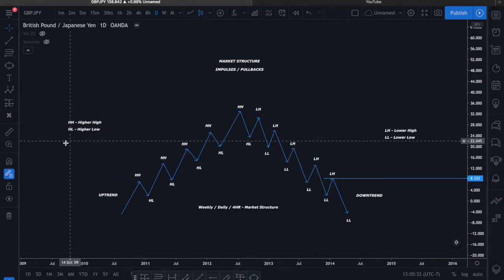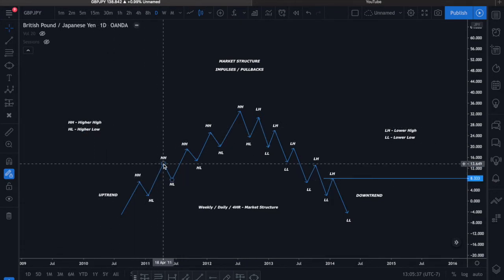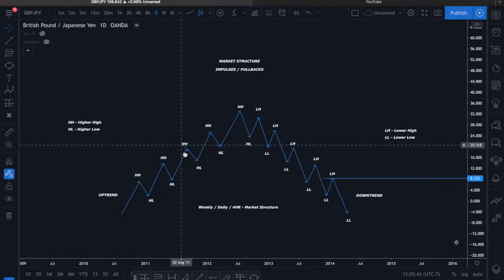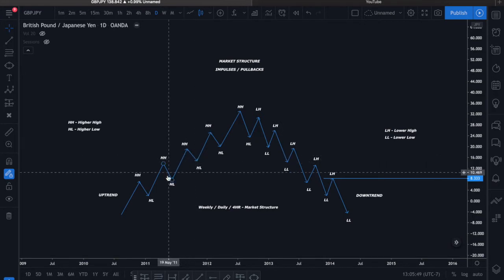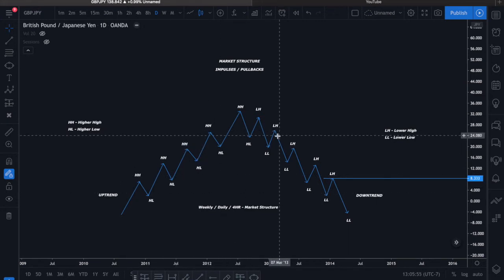Then an uptrend consists of higher highs and higher lows. The high that is above the previous high is considered a higher high. Then the next one's above the previous one, and the next one's above that. The same thing for the higher lows: this higher low is above the previous higher low, and that's how you identify the uptrend. Higher highs, higher lows, consistently making those movements.